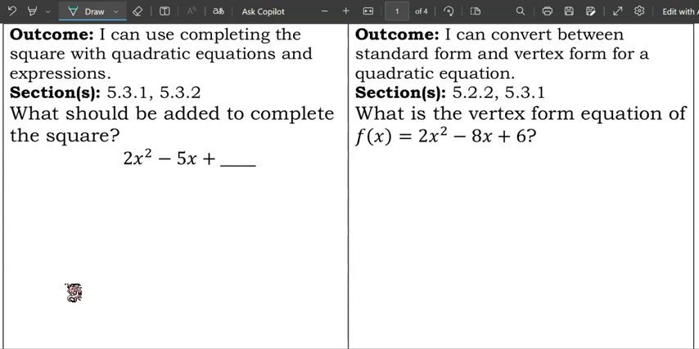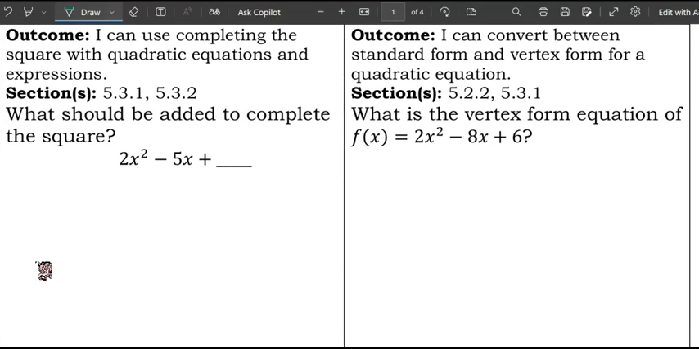Outcome. I can use completing the square with quadratic equations and expressions. This is from sections 5.3.1 and 5.3.2. What should be added to complete the square of 2x squared minus 5x? First, we will factor out the 2. So then we have 2 parentheses x squared minus 5 over 2x plus something.